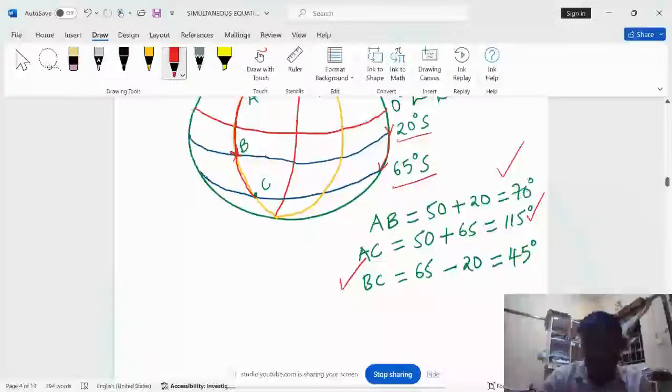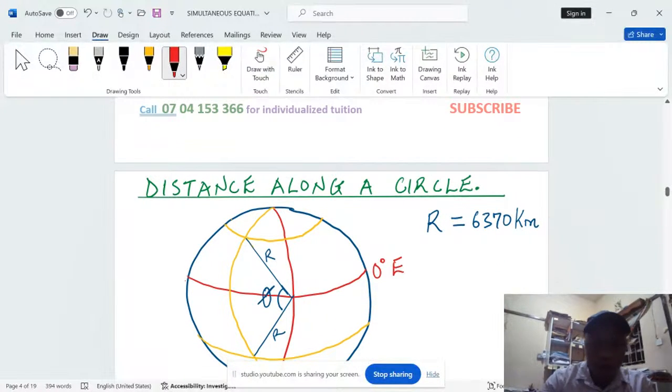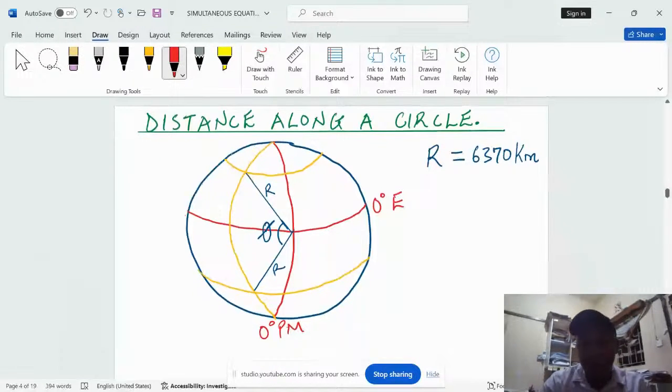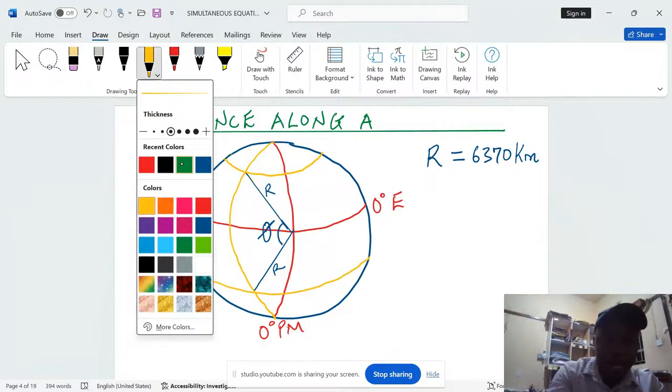Let us look at distances along the Earth's surface. We're just looking at a summary of the topic, then later some questions which will be applying what we are talking about. Let us look at distance along a great circle. Sorry, I didn't write the topic well. I wanted to write circle. Distance along a great circle.